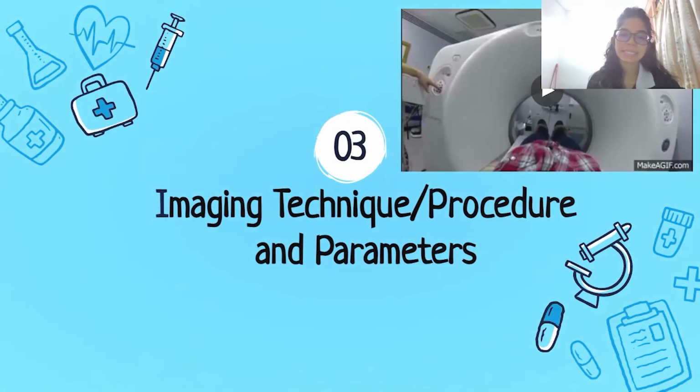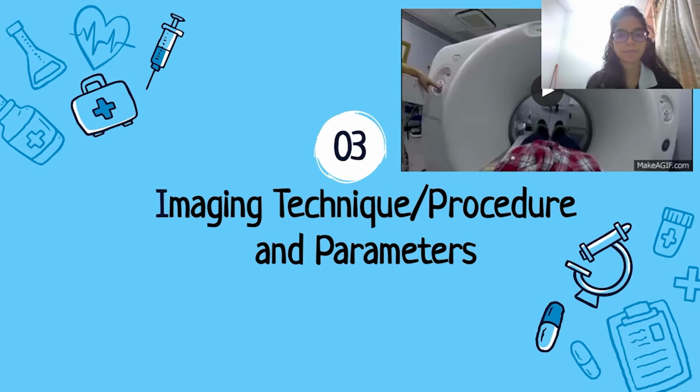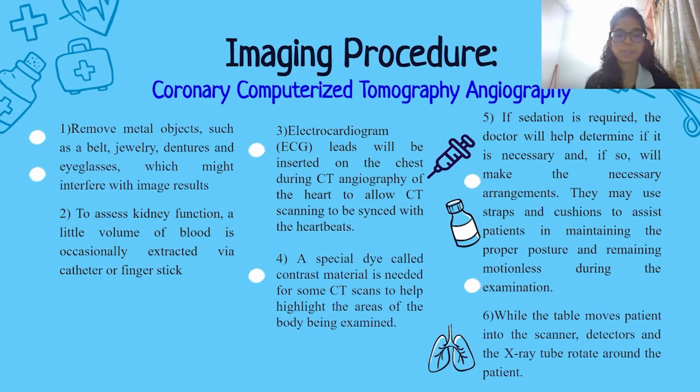Everyone, today I'll be explaining the imaging procedure and the parameters. First of all, the patient will be requested to remove metal objects which might interfere with the imaging results. Next, to assess the kidney function, a small volume of blood is occasionally extracted through a catheter or finger stick. Next, the contrast medium is injected at a set rate by an automated injection pump, and electrocardiogram (ECG) leads, which are adhesive patches, will be placed on the chest during the CT angiography of the heart to allow CT scanning to be synced with the heartbeats.